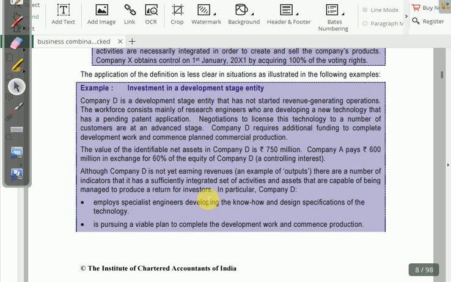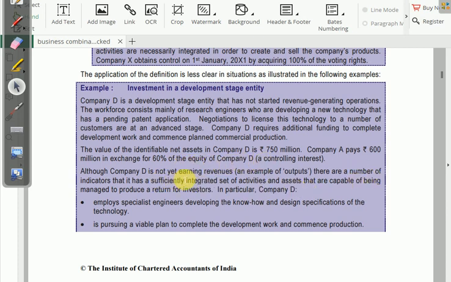Investment in a development stage entity. Company D is a development stage entity that has not started revenue generating operations. The workforce consists mainly of research engineers who are developing a new technology that has a pending patent application. Negotiations to license this technology to a number of customers are at an advanced stage. Company D acquires additional funding to complete development work and commence planned commercial production. The value of the identified net assets of Company D is 750 million. Company A pays rupees 600 million in exchange for 60% of the equity of Company D, a controlling interest.